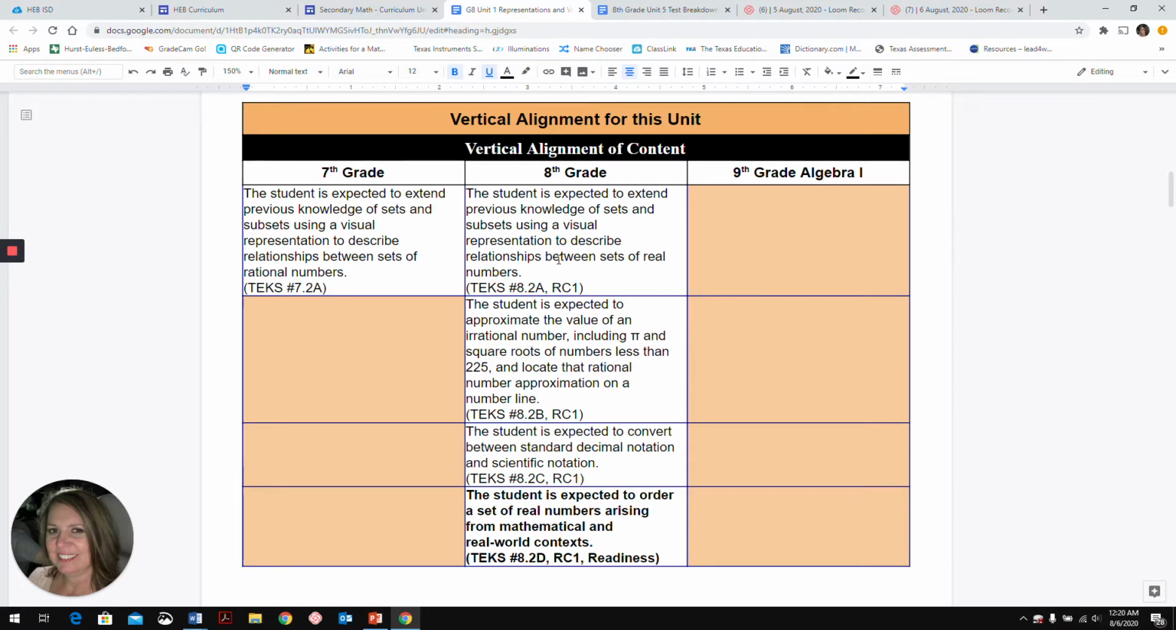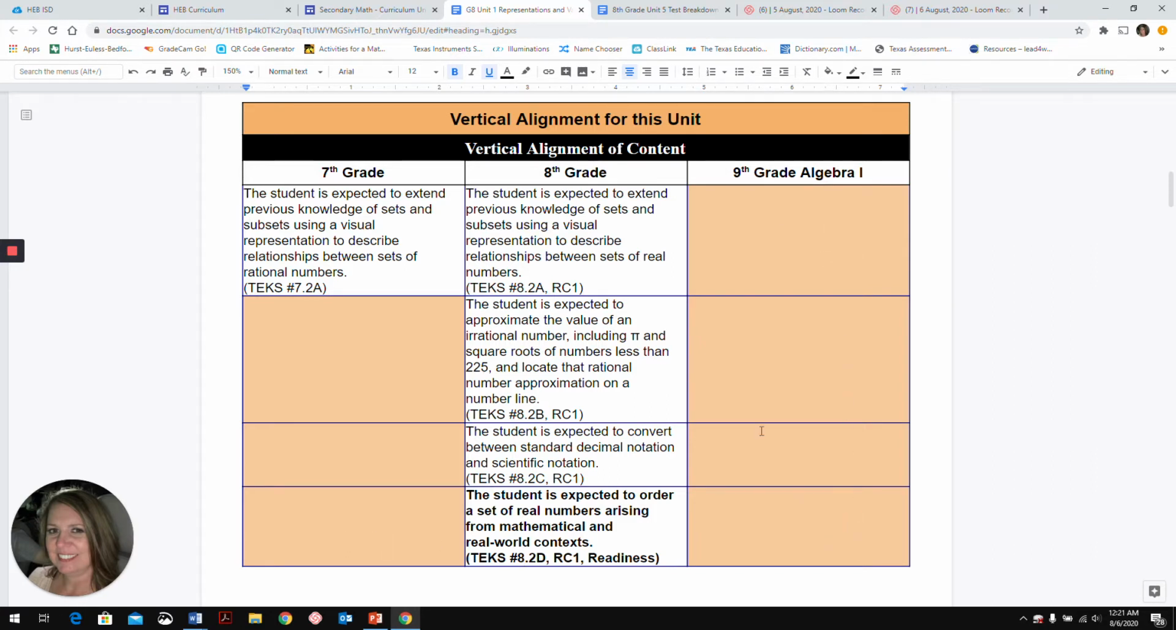That's good to know. Just because you see nothing over in the left column, that doesn't mean they've never learned it before. For example, 8.2D is ordering numbers. Well, obviously they've ordered numbers in the past. It wasn't a focus of a TEKS in 7th grade, but you know they've done it, and they've done it in 6th grade and 5th grade. So just because you don't see anything here, don't assume they've never done it before.